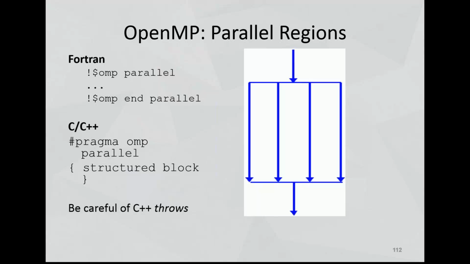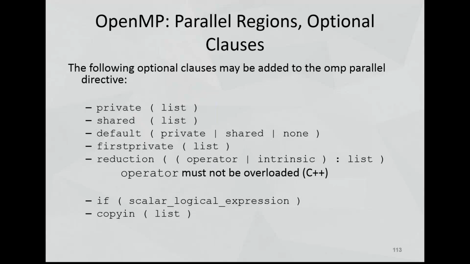Now, our problem, as I said, is if we have a C++ throw inside a parallel region, it needs to be caught in the same thread. If we have a throw in one of these particular threads, it needs to be caught in the same thread and continue execution inside the dynamic context of the same structured block. So it's no good putting a throw out. It can't be caught by one of the other threads. That's just a little gotcha when we're talking about C++. So clauses, we have private, shared, default, firstprivate, reduction, those sort of things.